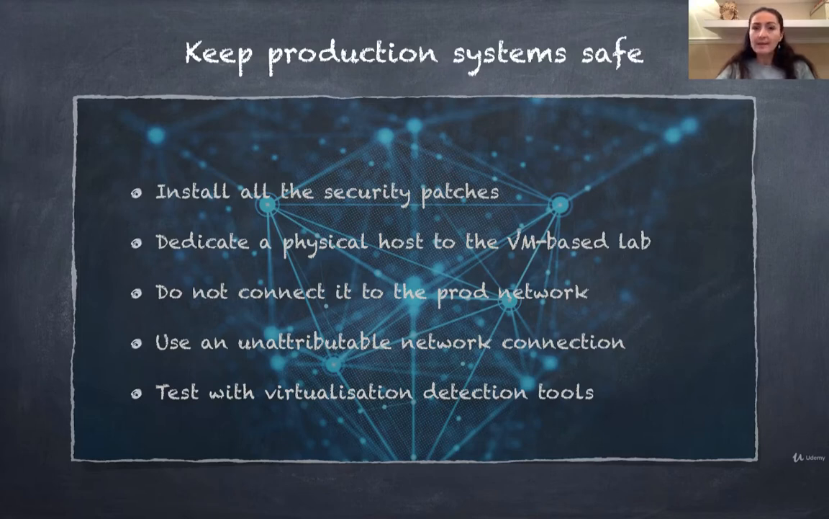If doing threat intelligence activities, use a dedicated, unattributed network to reach the internet. Configure the VM to be as stealthy as possible and test it with virtualization detection tools. More on this topic later. Next, we'll go through the installation and basic configuration of VMware.